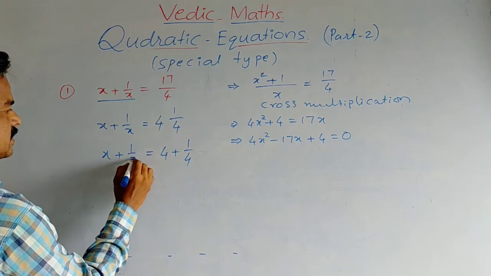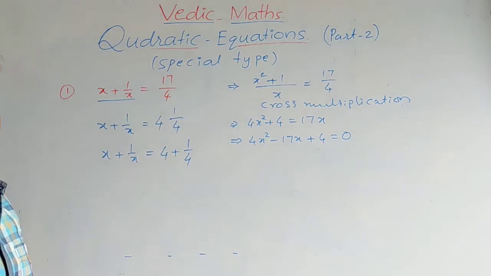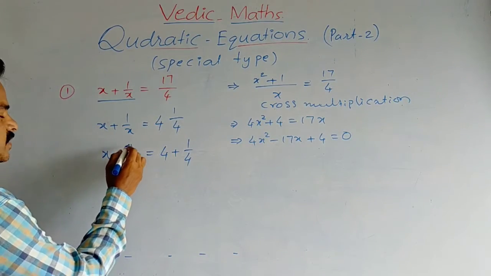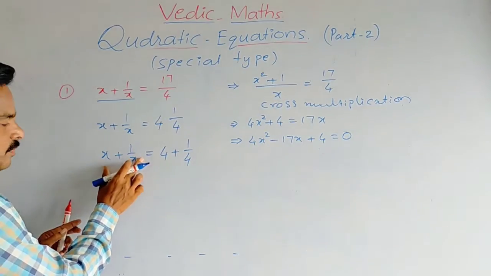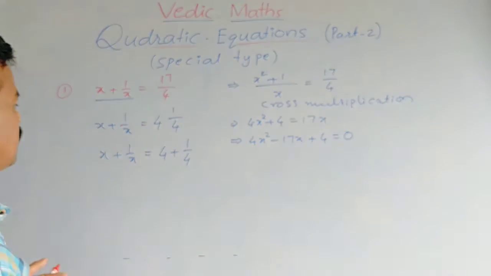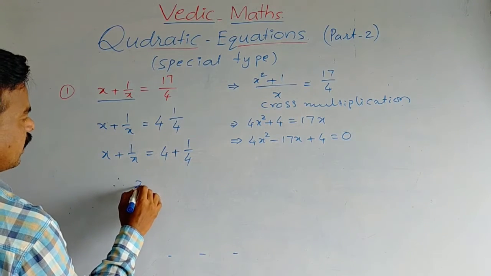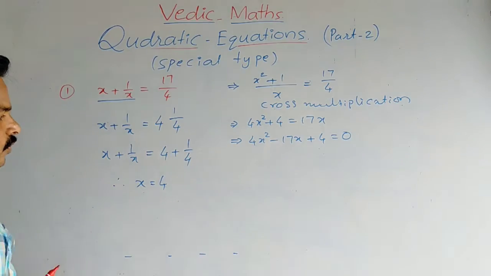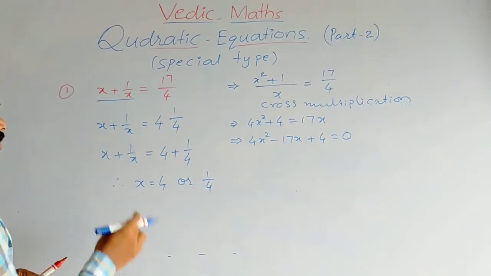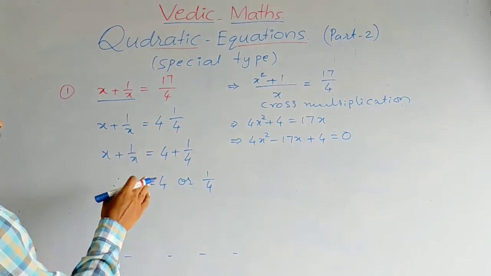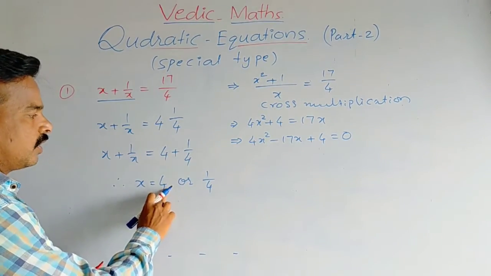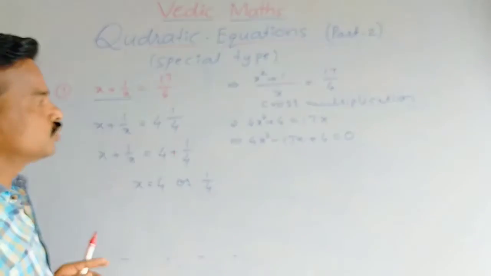So x plus 1 by x is equal to 4 plus 1 by 4. Now we can easily write the x value. Here the sum of the reciprocals is on the left side, and the sum of the reciprocals is on the right side also. Therefore clearly x is equal to 4, or 1 by 4. Of course, if x is equal to 1 by 4, no problem, then 1 by x is equal to 4. That's why we get two answers: x is equal to 4 or 1 by 4. These are the two solutions.